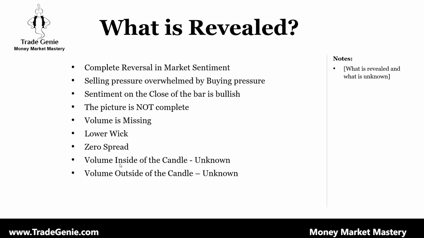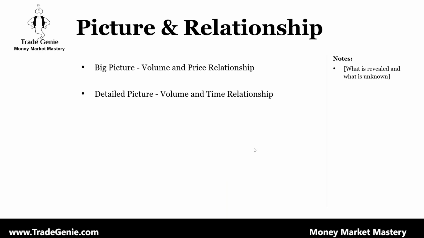So what we need to look at: volume inside of the candle is unknown right now on that chart. But I said inside of the candle, meaning you open it, take the frog, dissect it, and see the thing. So you can look at what time interval, during what time and what price range, most of the volume was there. Volume outside of the candle is unknown. So in this chart that I showed you, there's no volume. So you have to dissect it in detail.